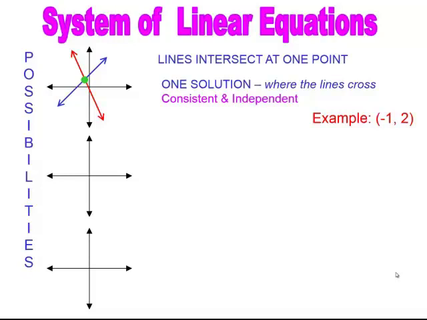So when you have one solution, it will be at the point of intersection where the two lines cross, and it will be an ordered pair. An example of an ordered pair here is (-1, 2).